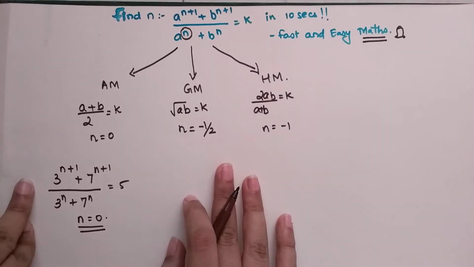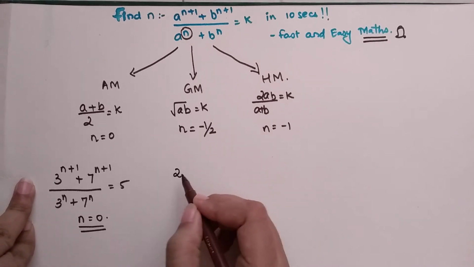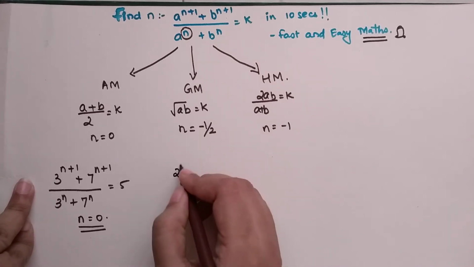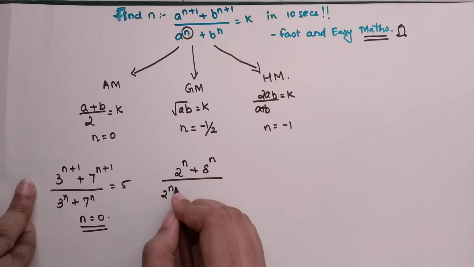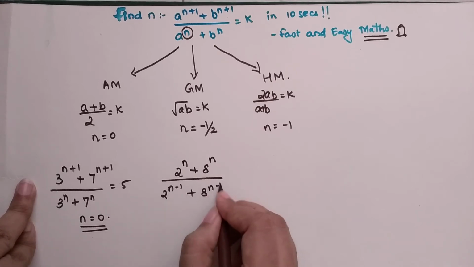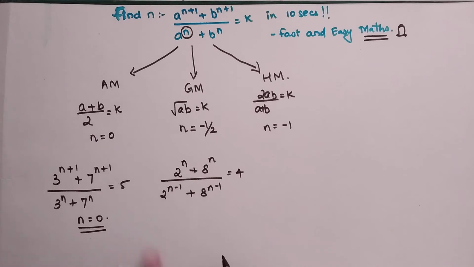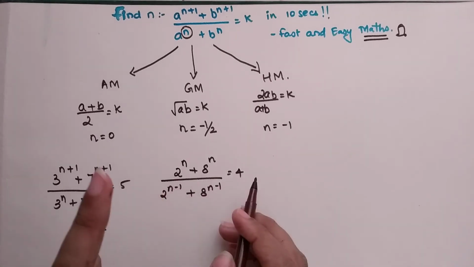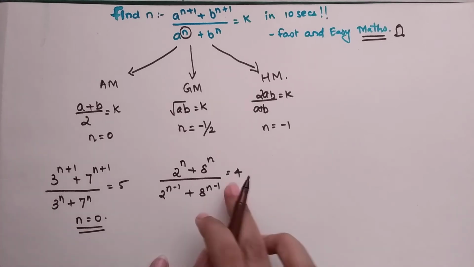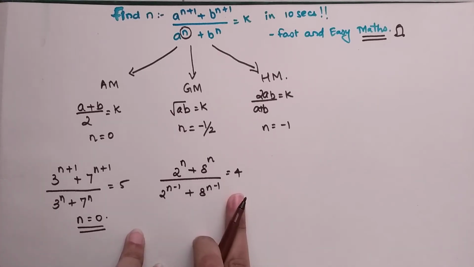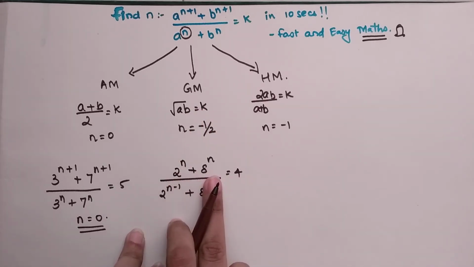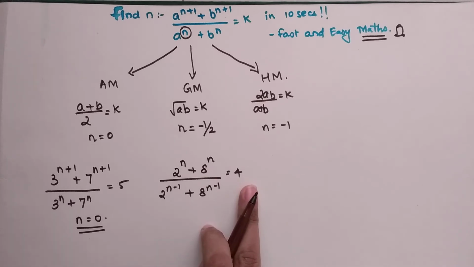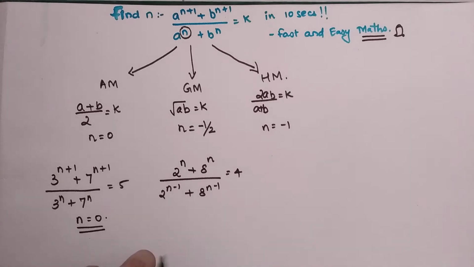So let's see what happens when you have (2^n + 8^n) / (2^(n-1) + 8^(n-1)) = 4. Now we know that 2 plus 8 is 10, and dividing it by 2 gets you 5, and that is not the value of k over here. So let's see whether it is the geometric mean. The square root of 2 into 8, that is root of 16, gets you 4, and that is definitely the answer over here as well. So I can now say what will be the value of n.